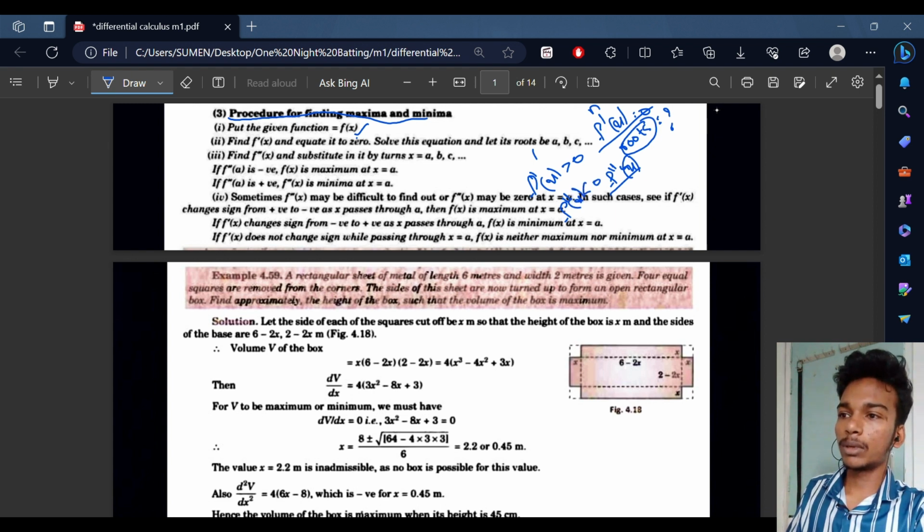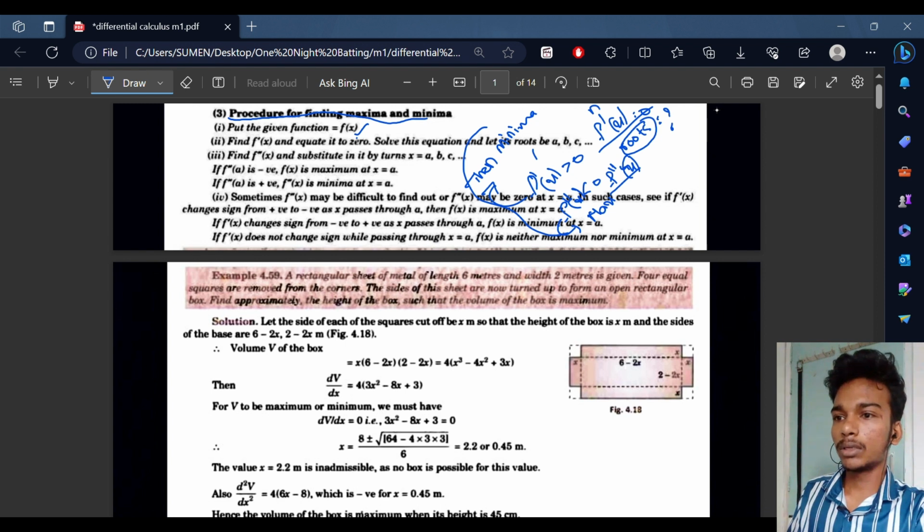If f double dash of x is positive, then we have minima at that point. If f double dash of x is negative, then we have maxima. That's the procedure. That's it. Now let's look at an example.